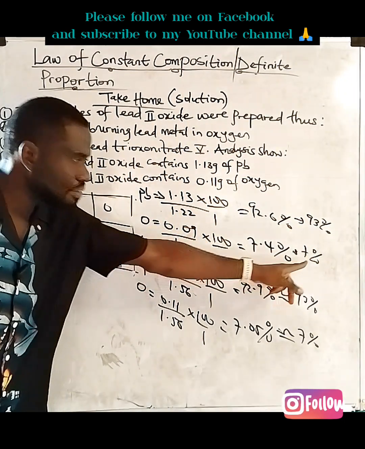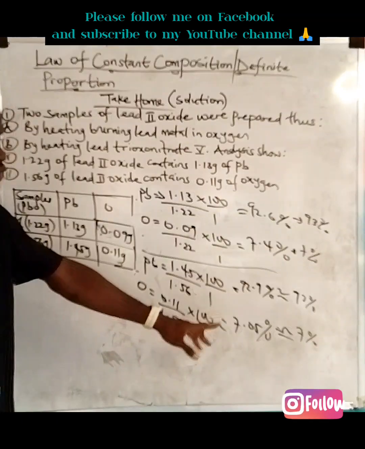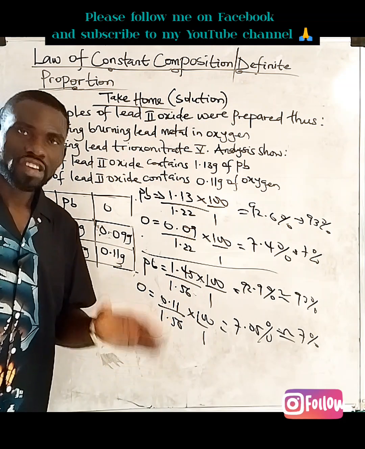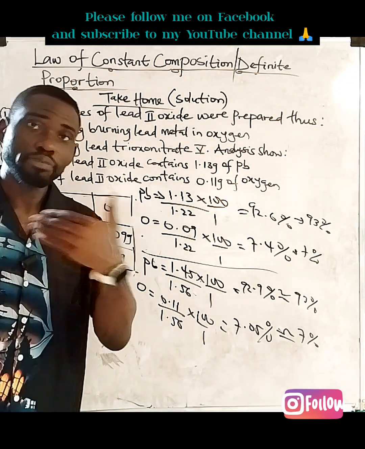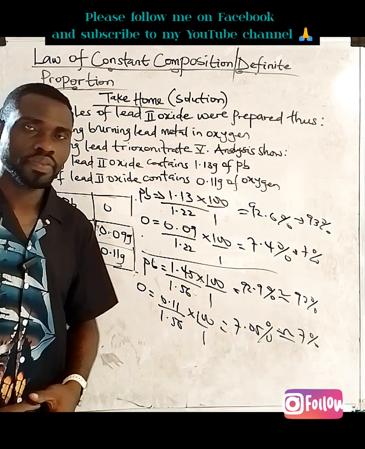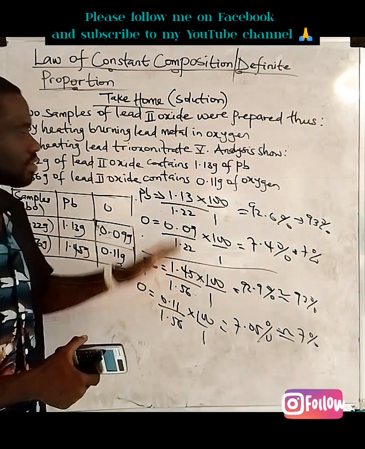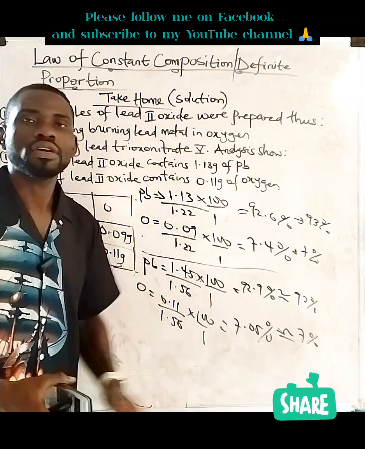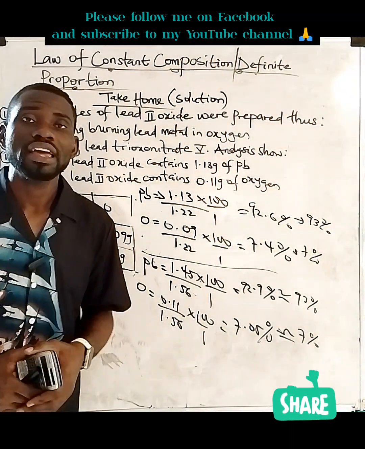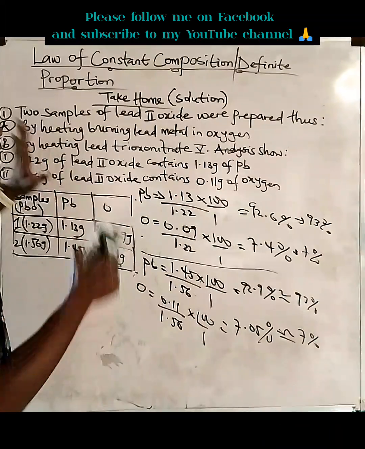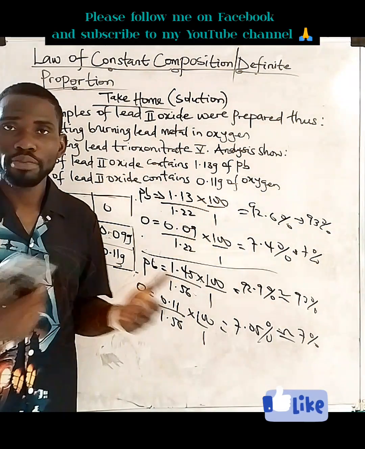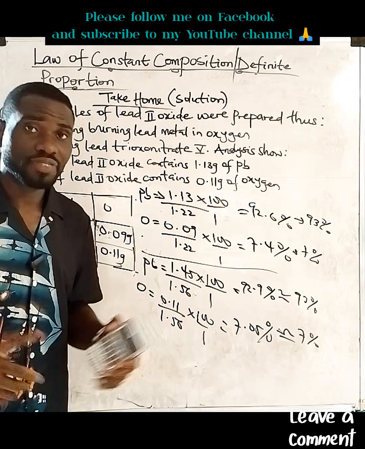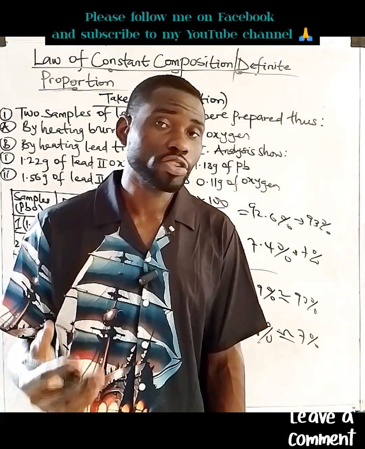So as you can see, the first sample of lead(II) oxide shows 93% of lead and 7% of oxygen. The second sample shows 93% of lead and 7% of oxygen. So you can see that there's a constant proportion. That's what we call the law of constant composition. The first sample shows lead 93, oxygen 7; second, lead 93, oxygen 7. So that shows that this law is obeyed. According to this law, all the experimental analysis obeys the law of constant composition. So that's that for that. Please stay tuned for the solution of the next take home.